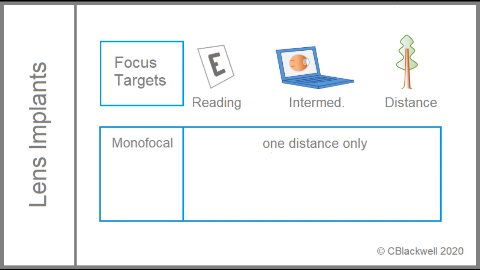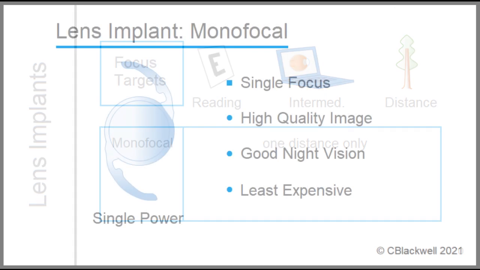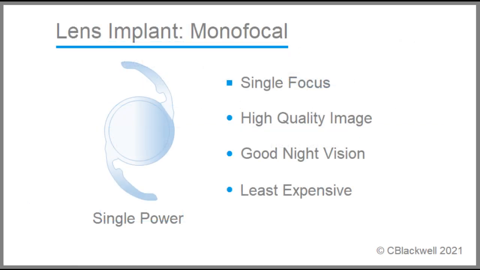First and simplest, a single power implant with one focal distance. It has three advantages. It gives a high level of image quality. It has good performance in low light because the entire lens is gathering light. Also, it is the least expensive and is usually covered by insurance.